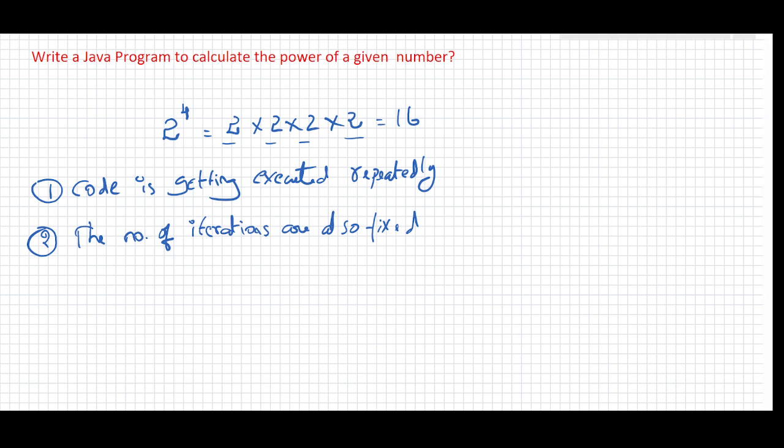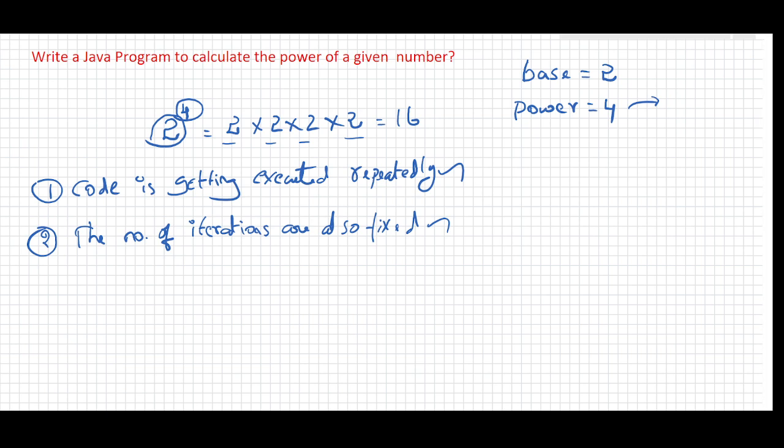If you find any problem statement where the code is getting executed repeatedly, and if you also find the number of iterations are fixed, you can definitely go for the for loop, right? In this case, I have two inputs. One is base. I can take base as 2. I can take power as 4. So here this power is representing the number of iterations that the program has to go through. So if the power is 5, the number of iterations has to be 5, right?